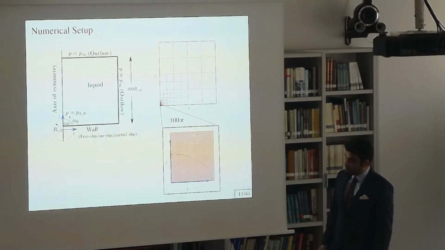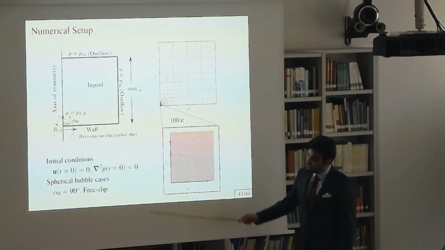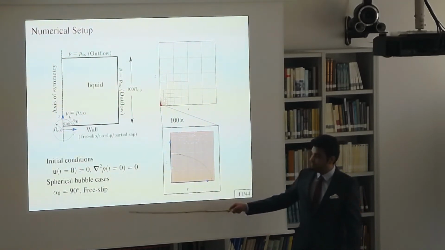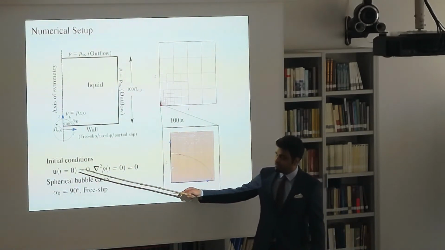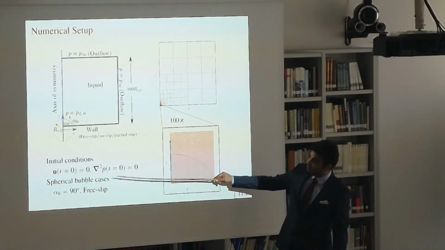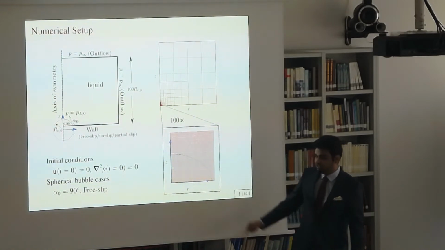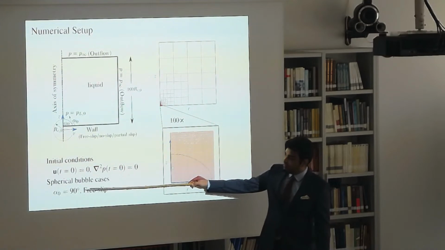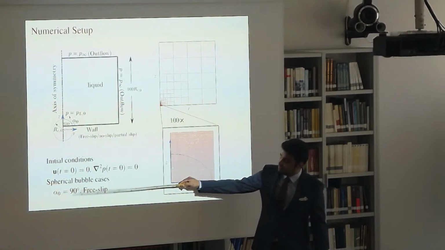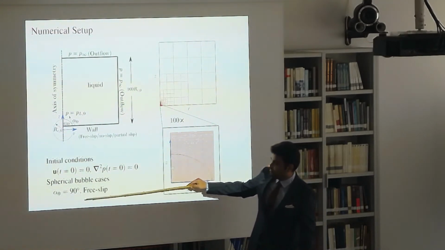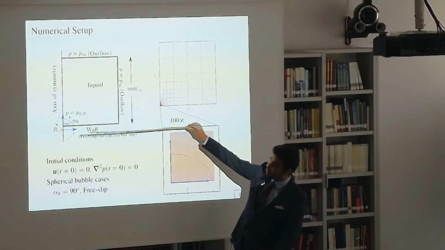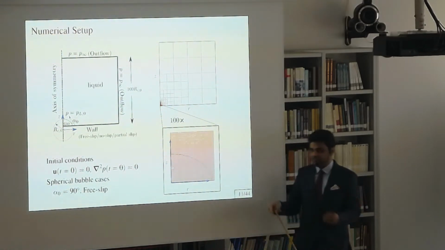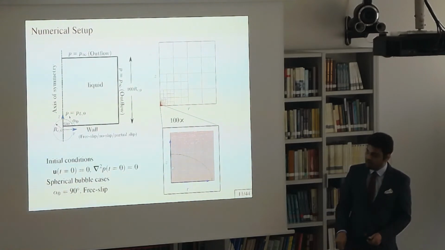And we also need initial conditions for the bubble where we impose a zero velocity everywhere in the domain. And for the pressure, we solve the Laplace equation to get the initial pressure field. For a limiting case of spherical bubble, you can imagine that if I put a 90-degree contact angle and a free slip boundary condition, then this boundary behaves like a symmetry boundary condition and we can simulate a spherical bubble.